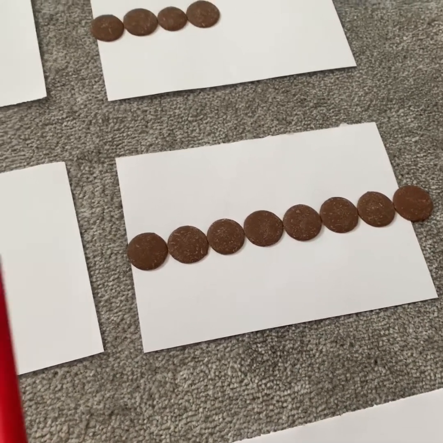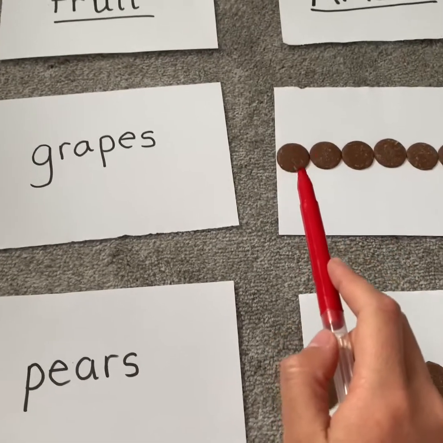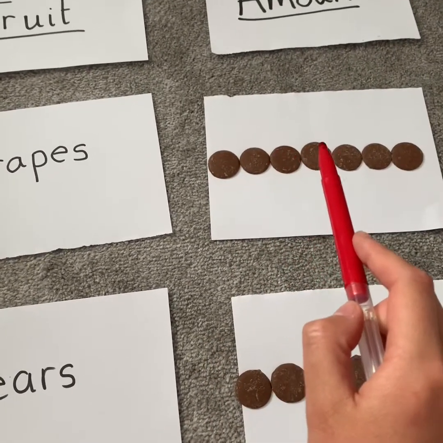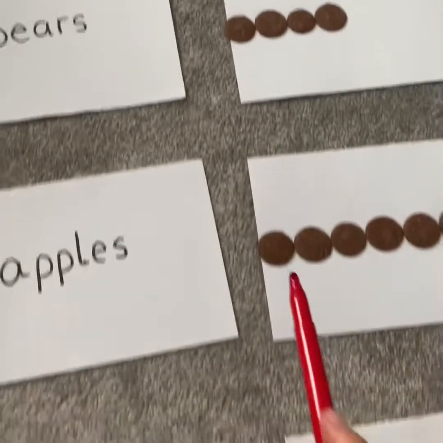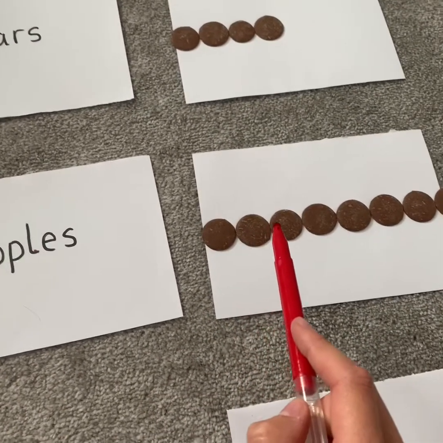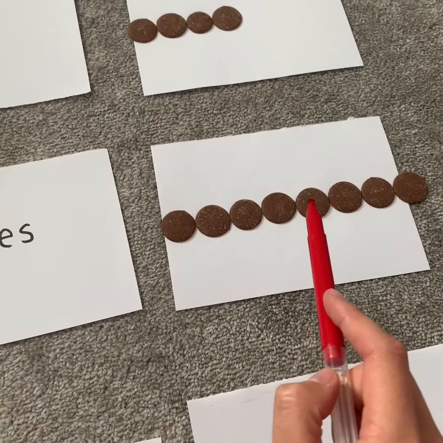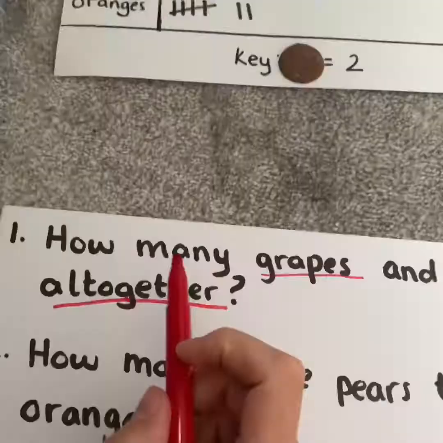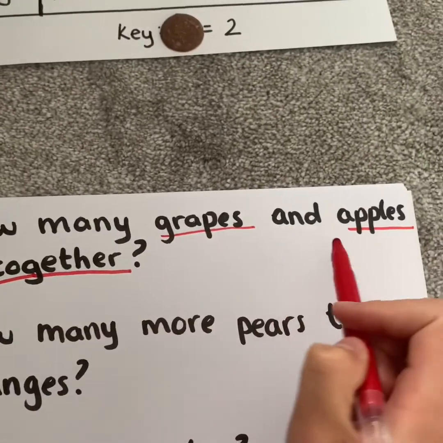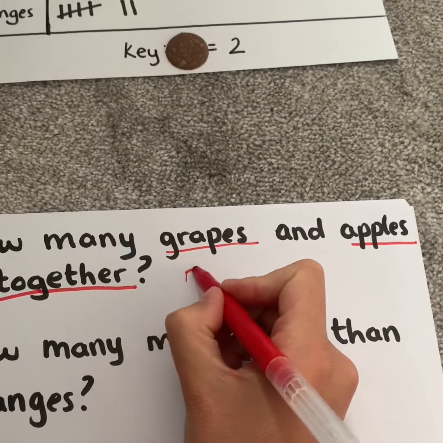Let's do that one more time. So grapes, 2, 4, 6, 8, 10, 12, 14, 16, 18, 20, 22, 24, 26, 28, 30. So how many grapes and apples altogether? There are 30.